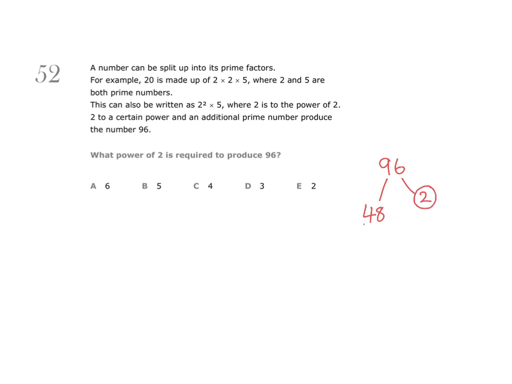So we continue. We can say 24 multiplied by 2. Again, 2 is prime, but 24 is not. So once again, we say 12 multiplied by 2. 2 is prime, but 12 is not. Now we can say 6 multiplied by 2. Again, 2 is prime, but 6 is not.